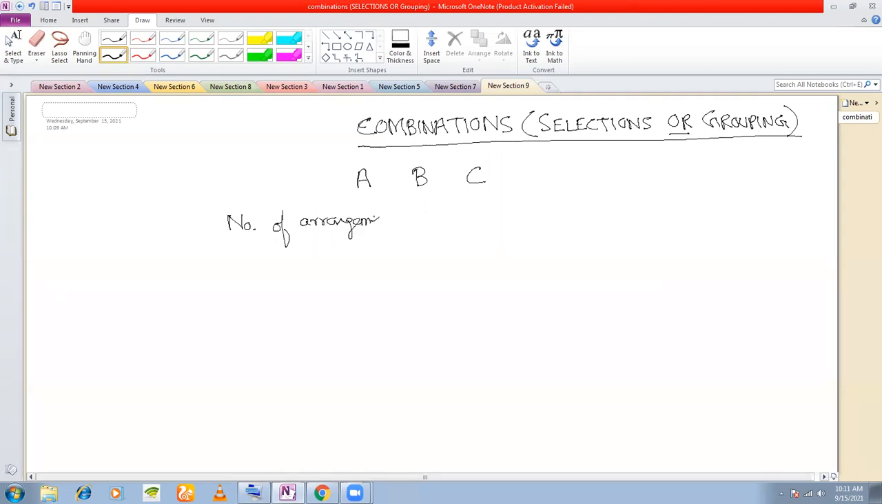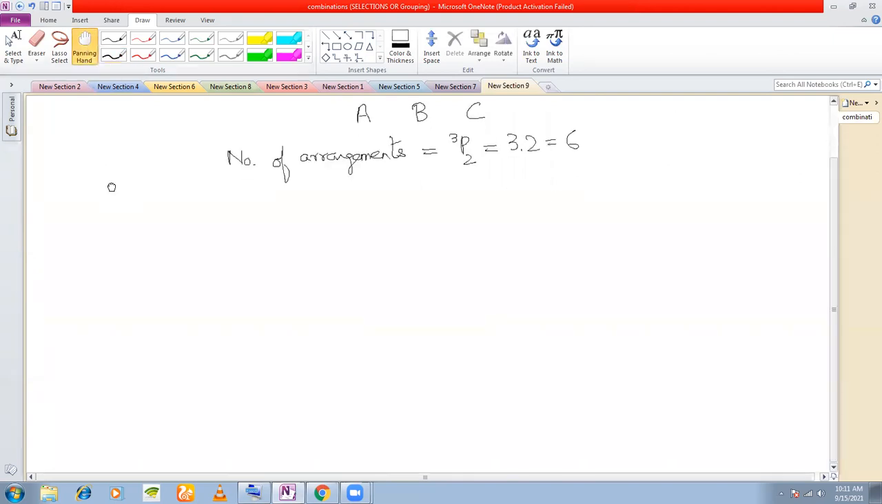Anyone tell me? Sir, 6. 6, but how? Sir, 3 into 2, sir. Right? 3P2, which is 3 into 2, 6. Okay. Now let us see these arrangements in a little different manner.